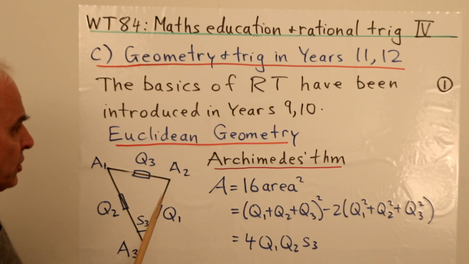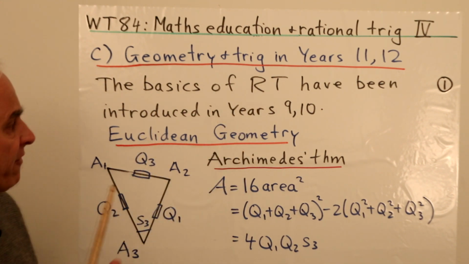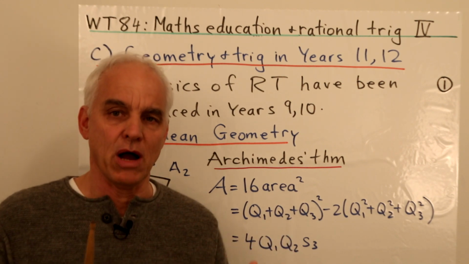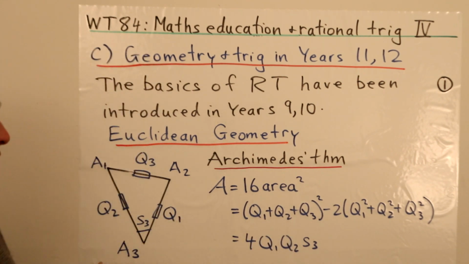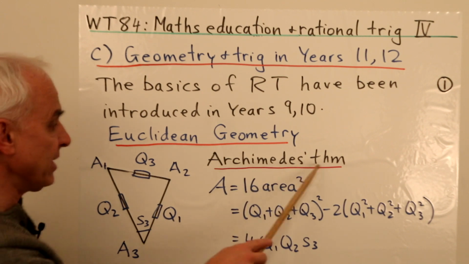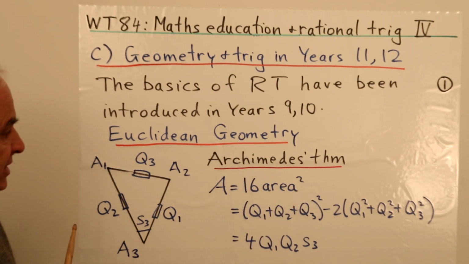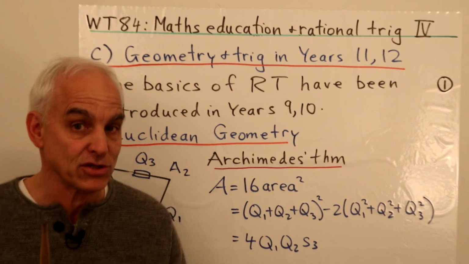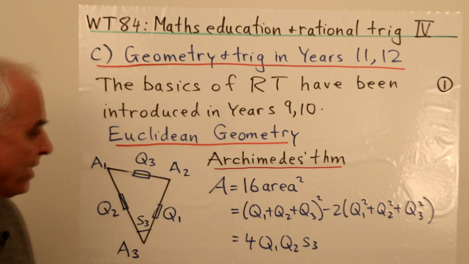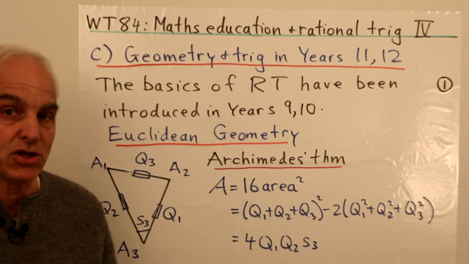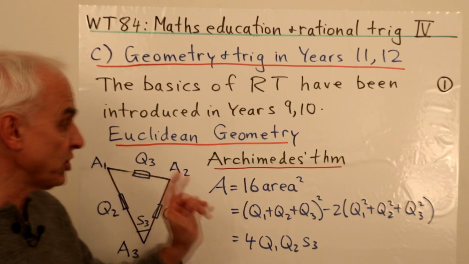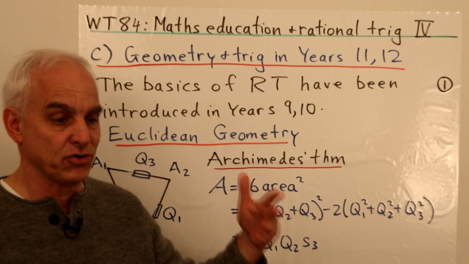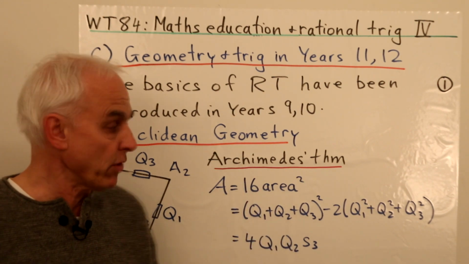So the basics of rational trig have been laid down, and then we can start delving into Euclidean geometry a little bit more. A good place to start is with Archimedes' theorem, which is really a modern version of Heron's formula. That's a very classical and important result that high school students really should see. But for sure they should see it in the context of this particular formulation rather than the traditional Heron's formula with lots of square roots.